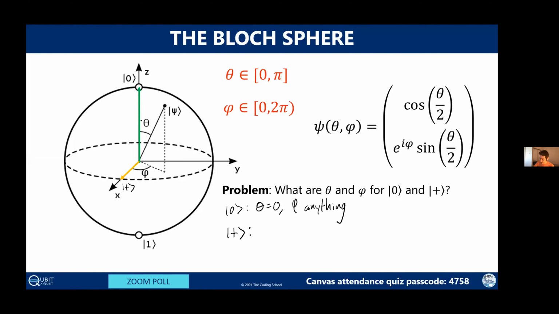Now, for ket plus, the way that I like to think about this is first I will figure out theta, right? So ket plus lies on the equator. Therefore, theta has to go around 90 degrees, which is pi by 2. And then next up, I'm going to move around the sphere as much as I need to. But here, notice, as soon as I drop down 90 degrees, that was ket plus. Don't need to move around anymore. And so phi here is actually going to be 0.